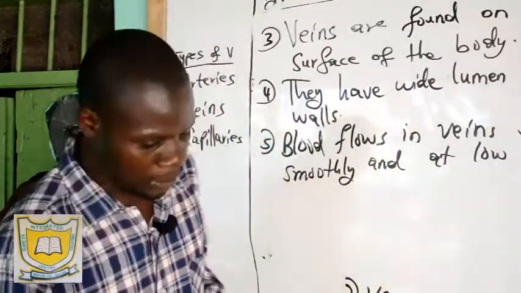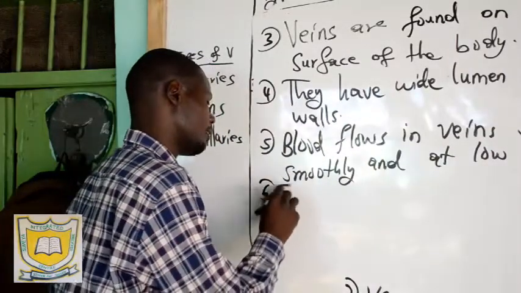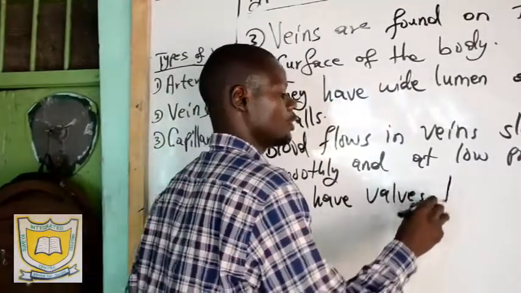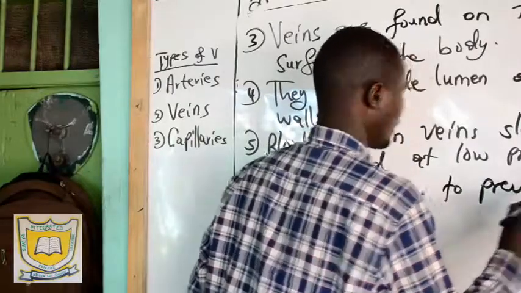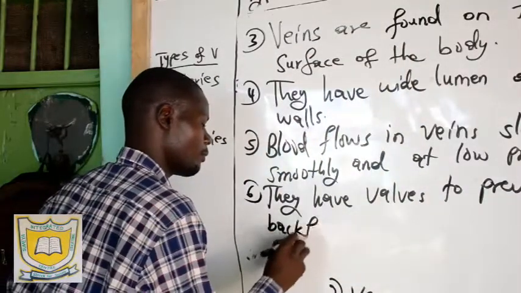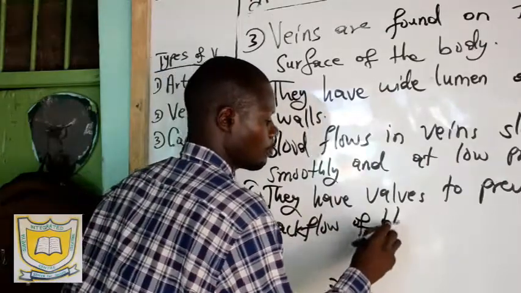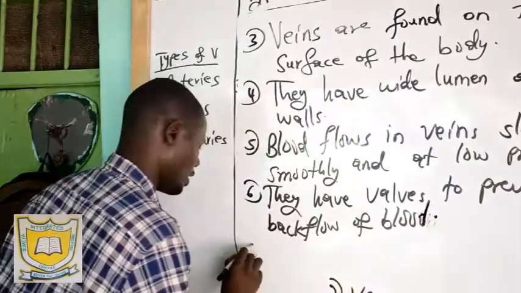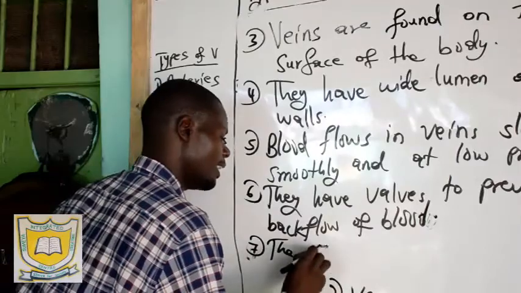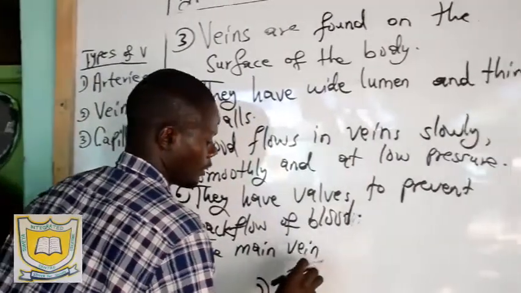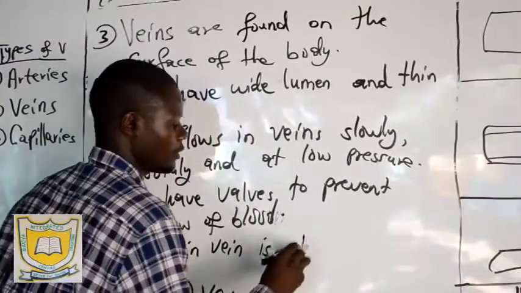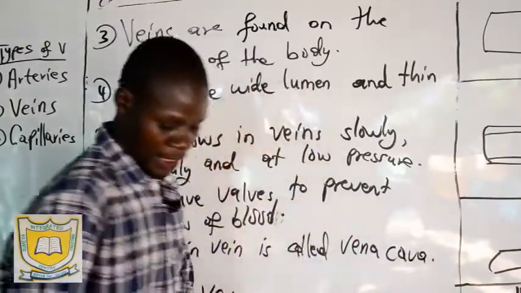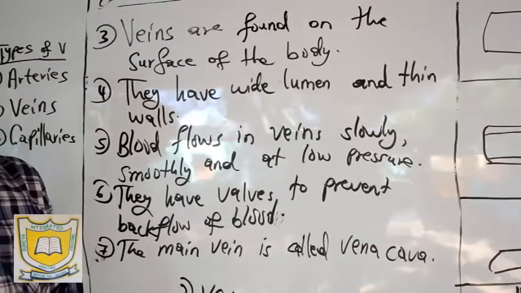Also have valves which prevent backflow of blood. The veins have valves to prevent backflow of blood. And lastly, the main vein is called vena cava. These are the characteristics of veins.